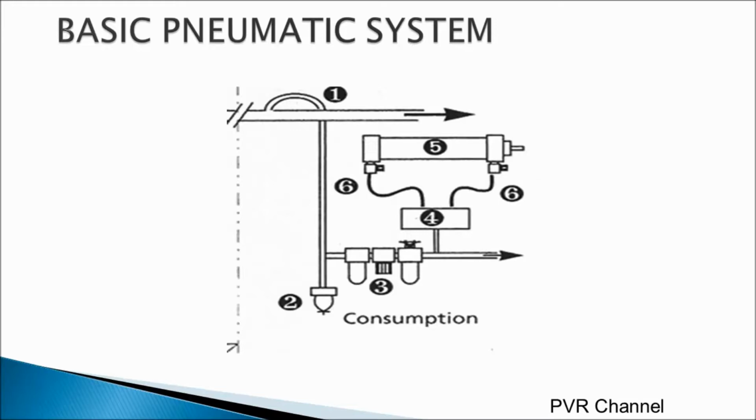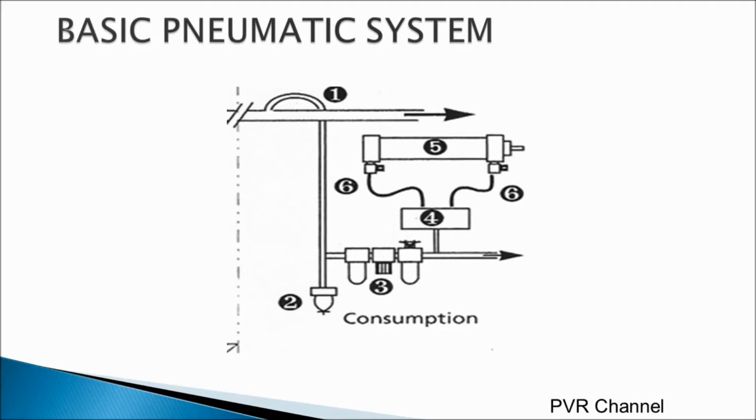Next is the lubricator. The function of the lubricator is to lubricate the parts of the valves and the cylinders because they are always movable parts. And number 4 is a directional control valve. It controls the direction of the cylinder in forward or reverse motion. And number 6 is a flow control valve or a speed controller. It controls the speed of the cylinder movement.